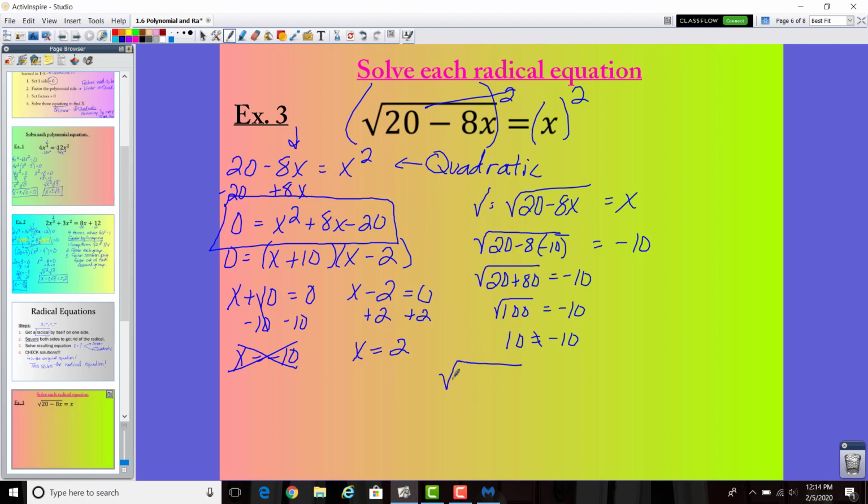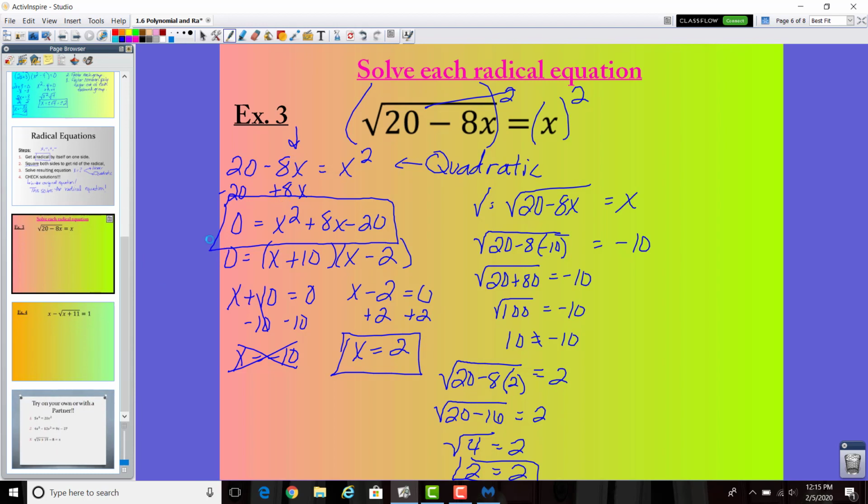So now we need to check 2. The square root of 20 minus 8 times 2 has to equal, in this case, x, which is 2. So we get the square root of 20 minus 16, which is the square root of 4, and the positive square root of 4 is 2. Since 2 equals 2, x equals 2 is our solution.